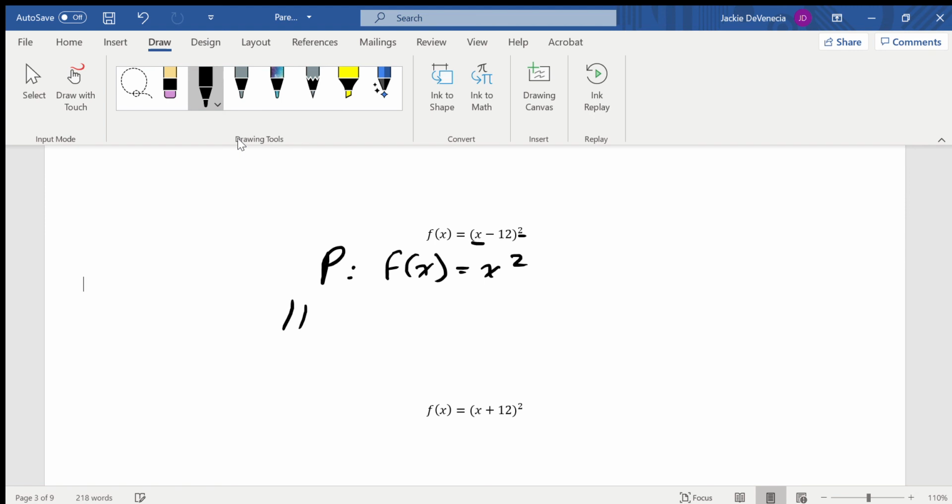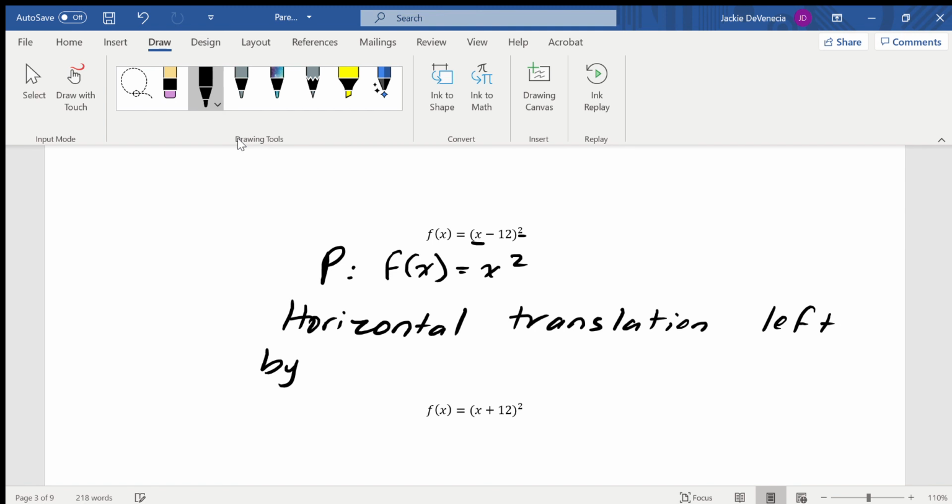So this would be a horizontal translation. Now it's minus, so left by 12 units. Oh, sorry, it's minus 12. I meant to say it's going right. So it's a horizontal translation right by 12 units. Okay.